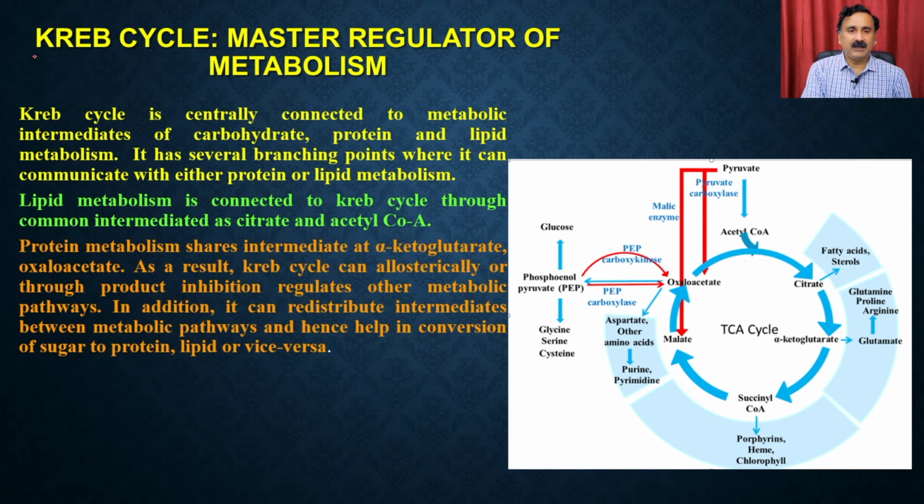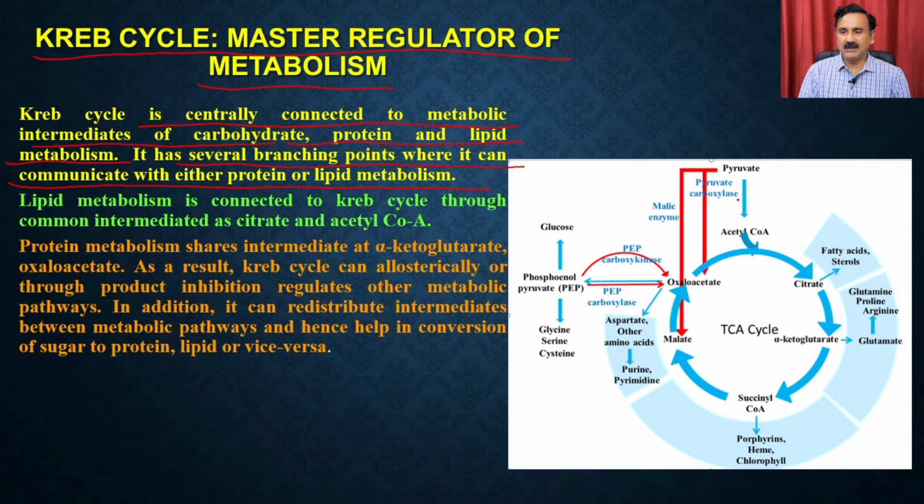The Krebs cycle is the master regulator of metabolism. It is centrally connected to the metabolic intermediates of carbohydrate, protein and lipid metabolism. It has several branching points where it can communicate with protein or lipid metabolism. What you see here is the different intermediates that participate in other types of metabolic pathways.